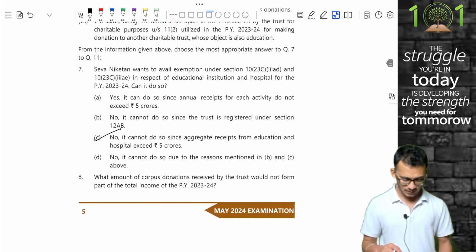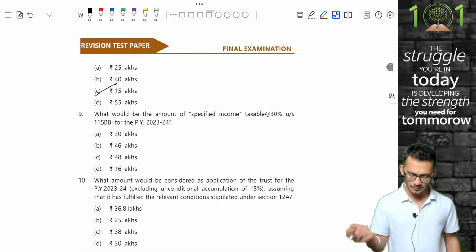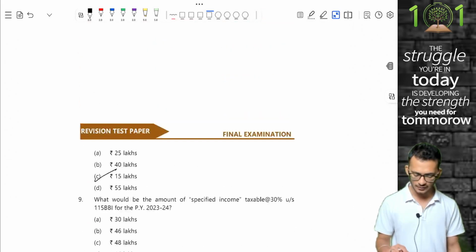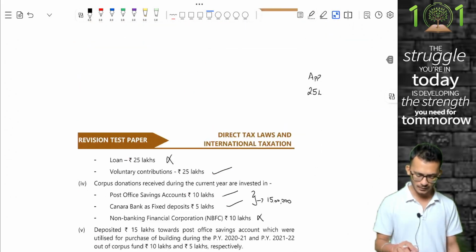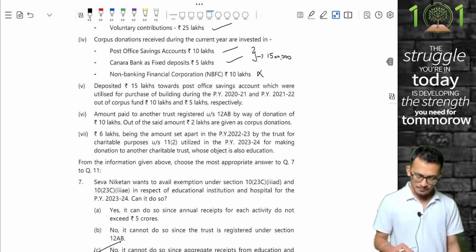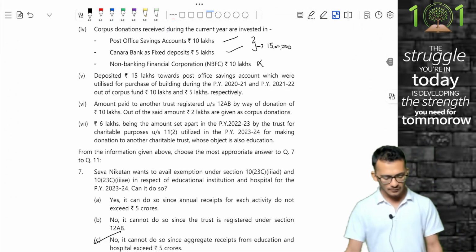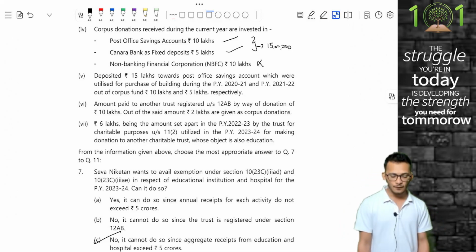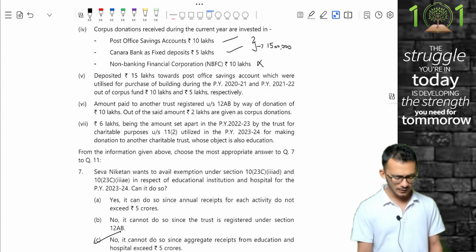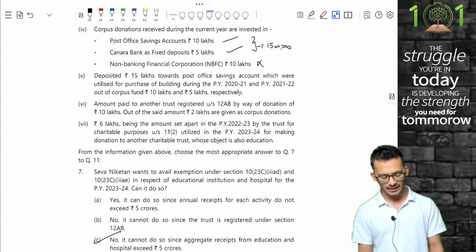Yes. Let's look at what are the balance questions left. The balance questions are, what would be the amount of specified income taxable at 30%? Yes. So I already know one of those, which is my computers. Let's check the balance. Deposited 15 lakhs towards post office savings account, which were utilized for the purpose of purchase of building for the previous year 2021-22, out of the corpus fund 10 lakh and 5 lakhs.